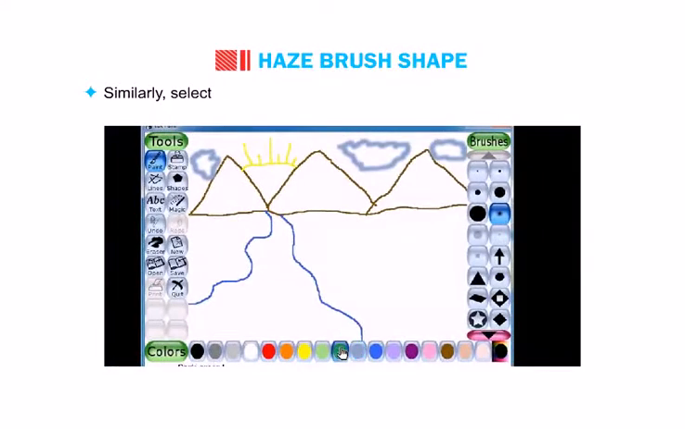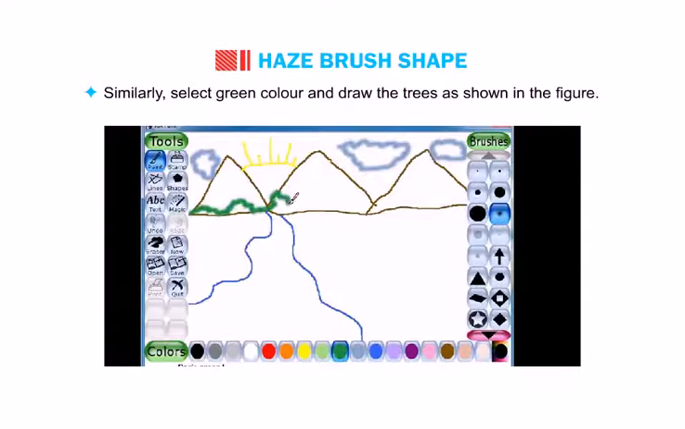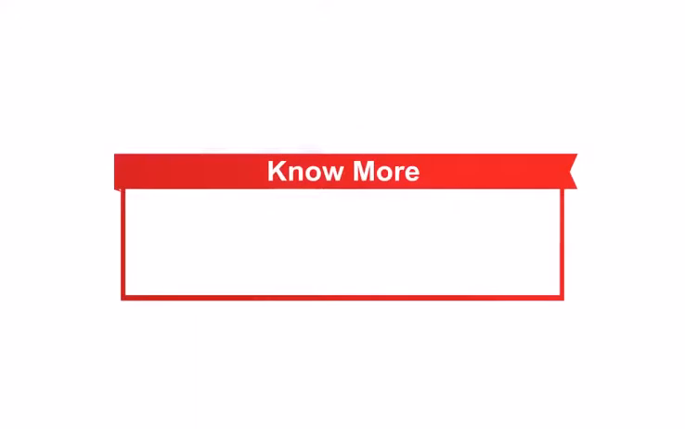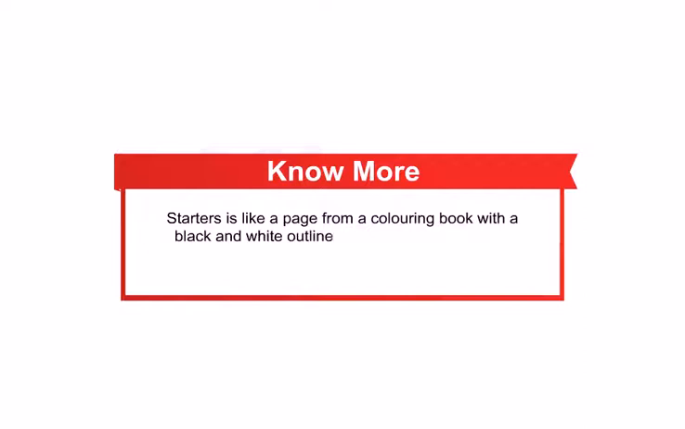Similarly, select green color and draw the trees as shown in the figure. Great! We have learned how to use the haze brush shape. Alright children, let me share an interesting fact. Starters is like a page from a coloring book with a black and white outline of a picture in which you can color.